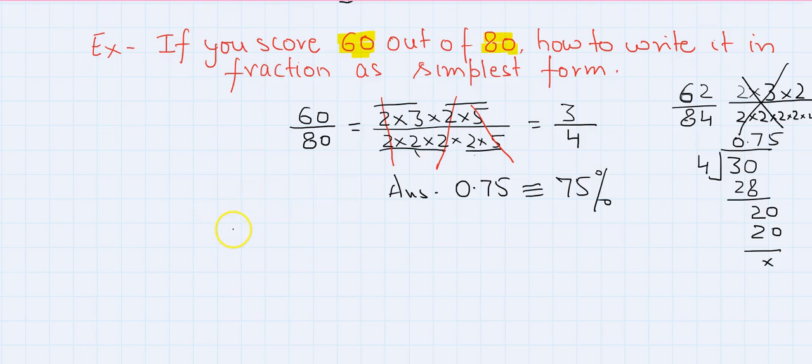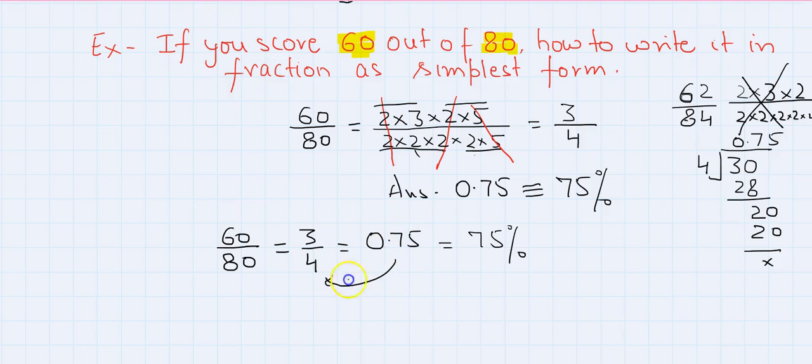So we have seen here that 60 out of 80 is equal to 3 over 4 as the simplest form. This is equal to 0.75 as a decimal form, and 75% as a percentage form. So you can convert decimal into fraction, decimal into percentage, percentage into fraction. You can convert all.